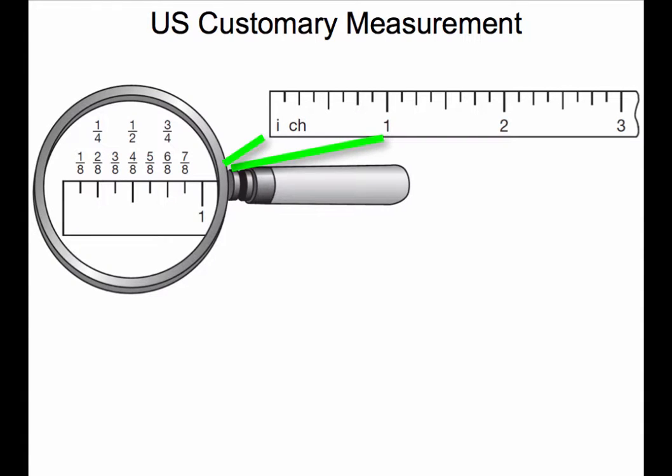So if we look at the section between the 0 and the 1, our first tick mark represents 1/8. If you count all of the spaces between the 0 and the 1, you're going to come up with 8 spaces. So it is divided into eighths. And then you continue to count 1, 2, 3, 4, 5, 6, 7, and then 8/8 would be the 1.